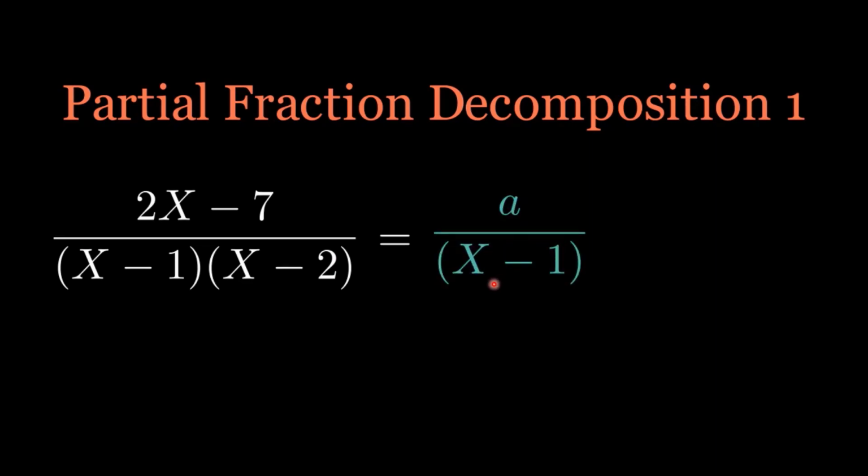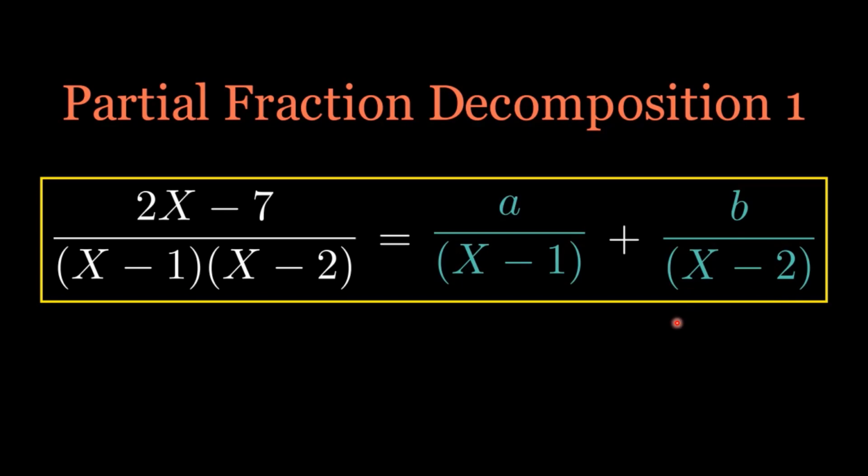a over x minus 1 plus b over x minus 2. So we have two unknowns, a and b. Our challenge is to find the constants a and b. So how many equations do we need? We need two equations in a system to solve. I will give the simplest method by giving the simplest equation.